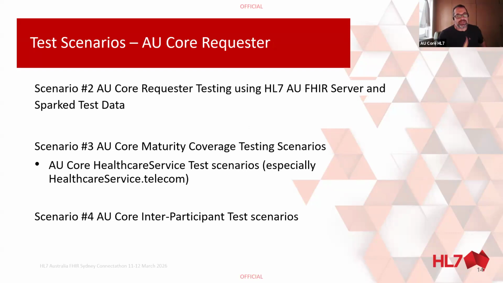Requester is the other side of this. So this is more the client requesting AU Core data. We have an existing FHIR server that has some test data loaded. That's an open server that you can use to test out your clients. So you can make AU Core requests and get some data. That includes not just the examples in the spec, but also other test data from the Spark test data project. So that's a useful resource if you just want to have a server that is fully functional and you want to test it out.